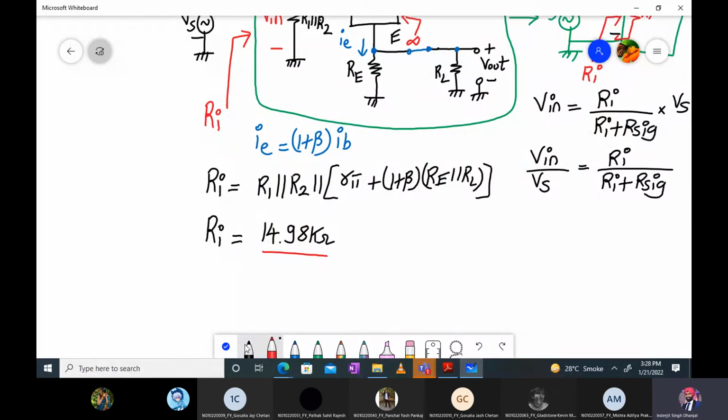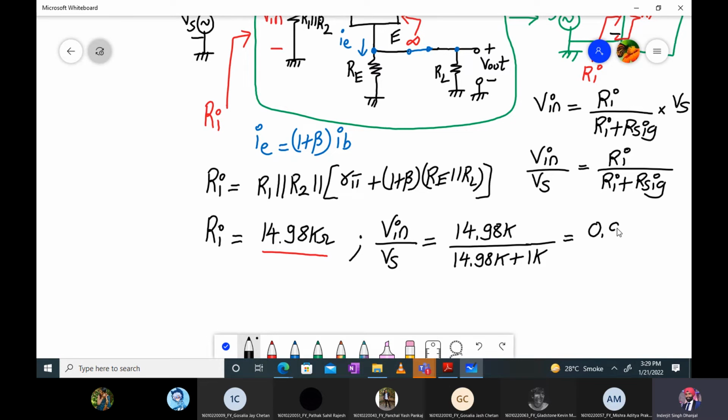Next, we will calculate the value of Vin upon Vs. Vin upon Vs can be easily calculated now. Vin upon Vs will be given by Ri, which is 14.98 K, divided by 14.98 K plus Rsig. Rsig value was 1 kilo ohm. So if you calculate that in your calculator, you will get 0.937. So that's the value of Vin upon Vs.